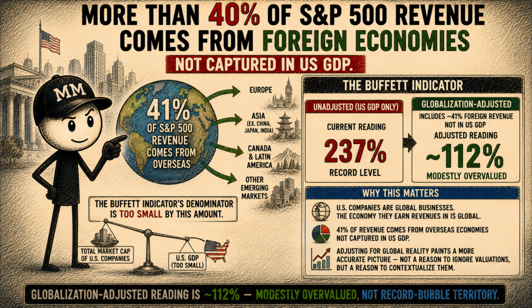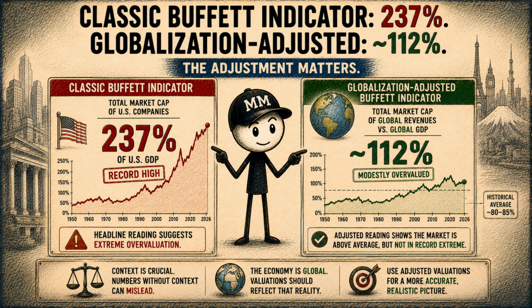Bull Case Adjustment 1. The Globalization Correction on the Buffett Indicator. The classic Buffett Indicator divides U.S. total market cap by U.S. GDP. But as FactSet reports, more than 40% of S&P 500 companies' first-quarter revenue came from foreign economies that don't affect the United States GDP figure. In 1970, the S&P 500 earned approximately 20% of its revenue overseas. In 2026, it earns approximately 41% overseas.